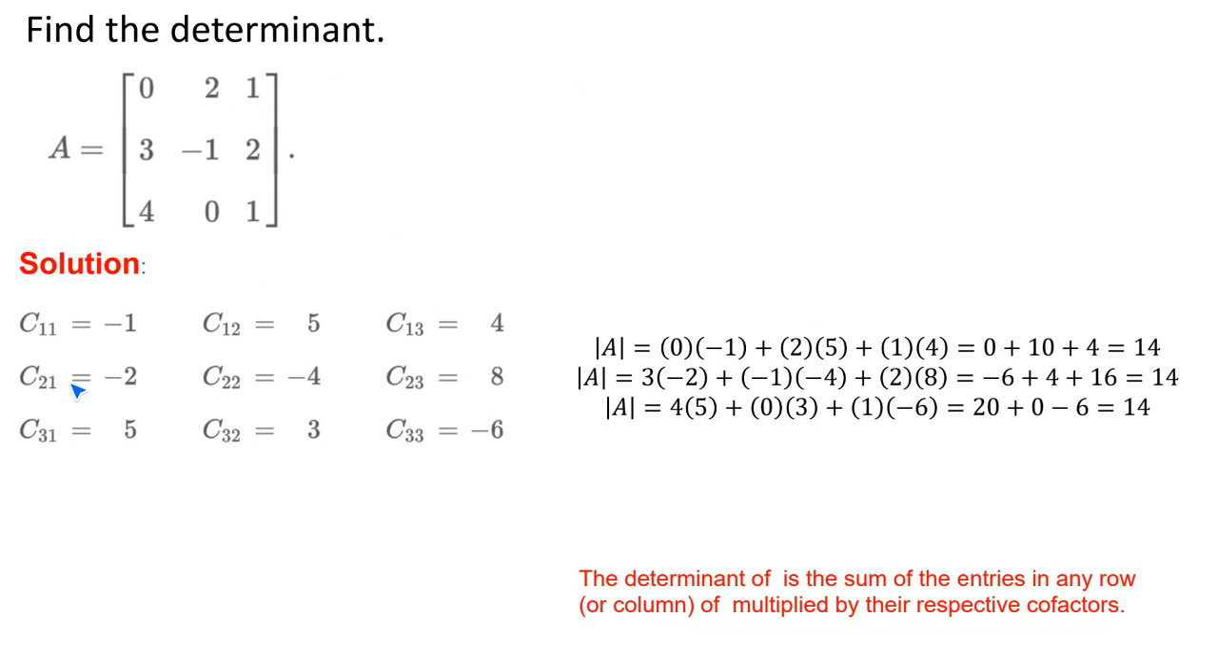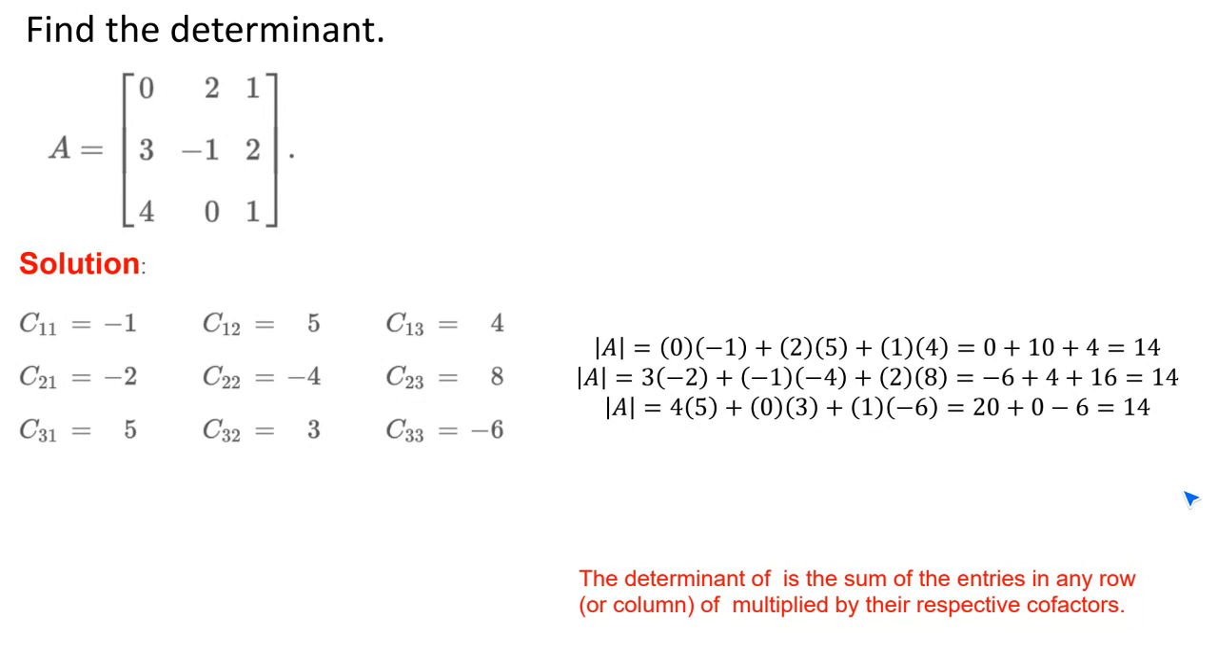But I could have used the second row if I wanted to. I could have said 3 times -2, -1 times -4, 2 times 8, and I'm still going to end up with 14. And if I use the last one, I'm still going to end up with 14. So your determinant is just going to be 14 for this problem. Okay, so the determinant of this matrix is going to be 14. So I wrote all 3.